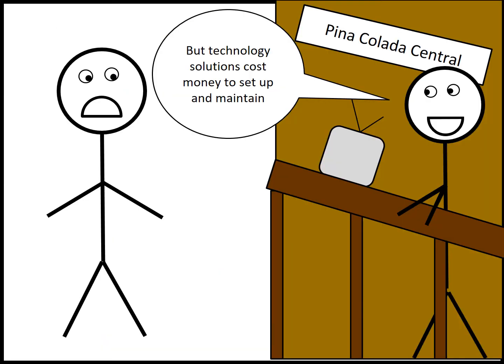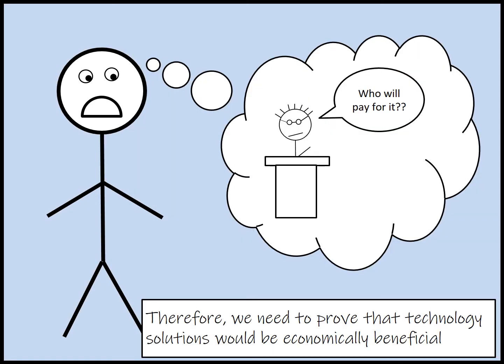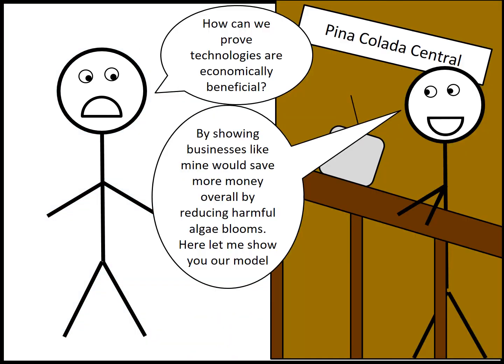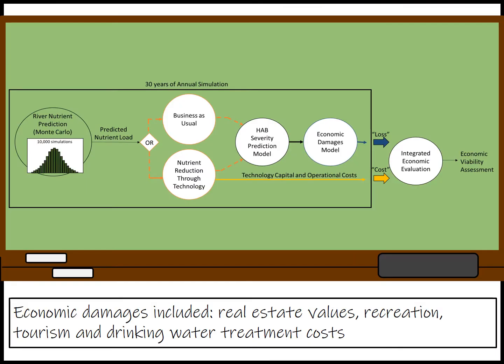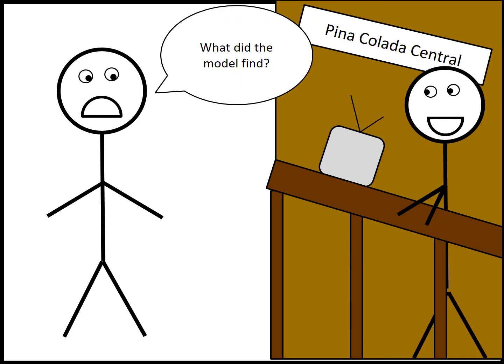Unfortunately, these types of systems cost money to set up and maintain, and we therefore need to prove that using technology solutions is economically beneficial. To examine this, we've created the following model for the Lake Erie area. This model works by looking at different future nutrient loads and how reducing those different loads affects harmful algae bloom severity. We then tie harmful algae bloom severity to different economic indicators, including real estate values, recreation, tourism, and drinking water treatment costs. So what have we found?